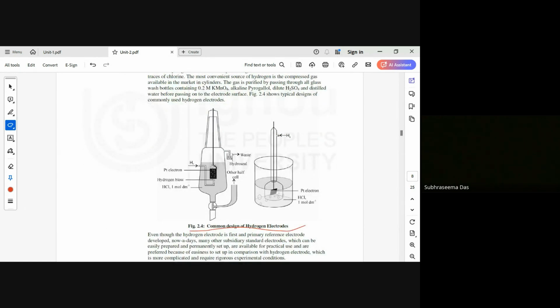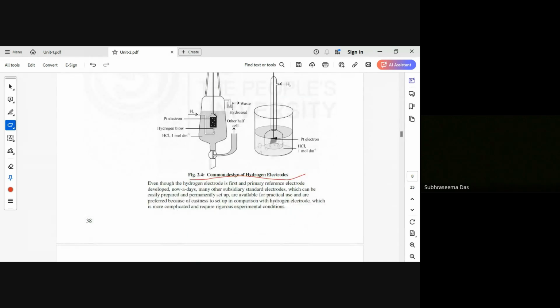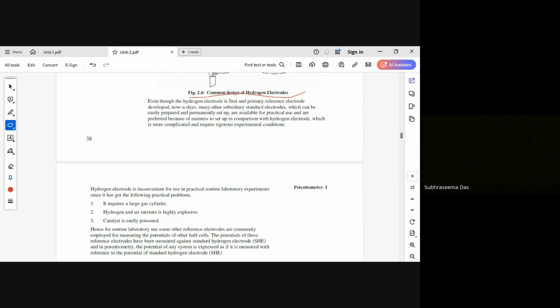The figure shows the design of the standard hydrogen electrode. Even though the hydrogen electrode, or the SHE, is the first primary reference electrode, today we have many other reference electrodes. But by far, the standard hydrogen electrode has been mostly used because of its less complexity and its simplicity. The other reference electrodes require more complicated experimental conditions for their preparation.